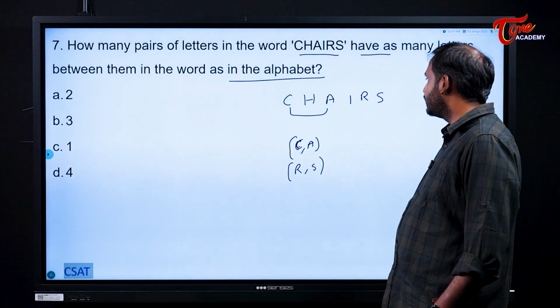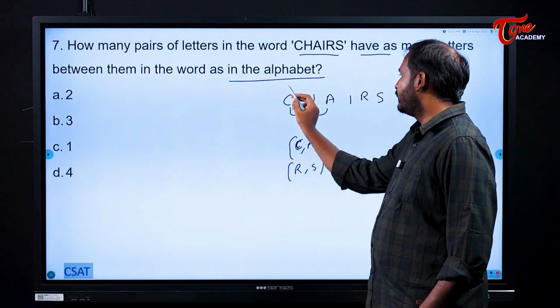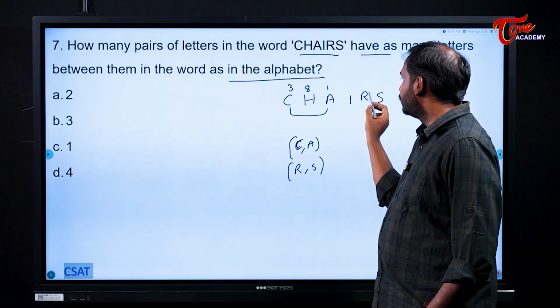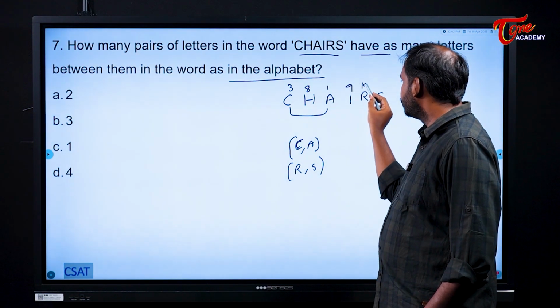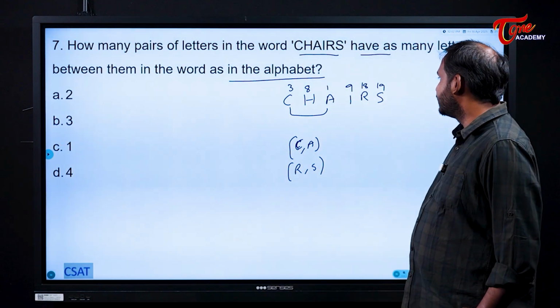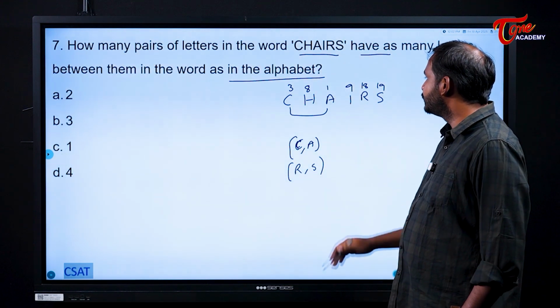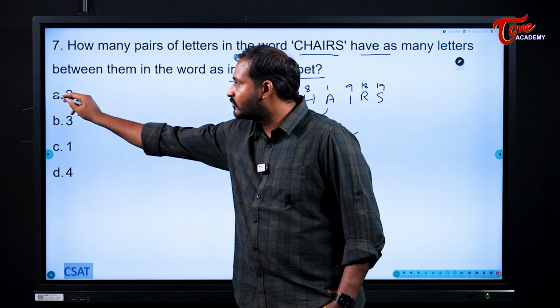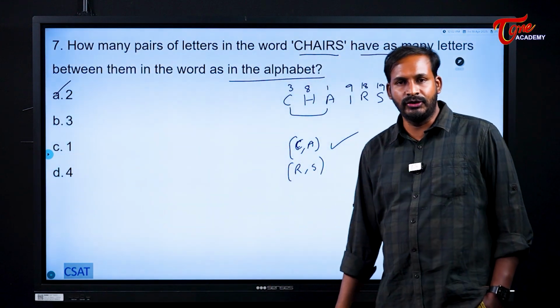Apart from this, do we have any other choice? I will write it down for better understanding. Okay. We don't have any other choice. There is a very huge gap between the letters. So only two pairs are there for me. So here my answer will become 2.